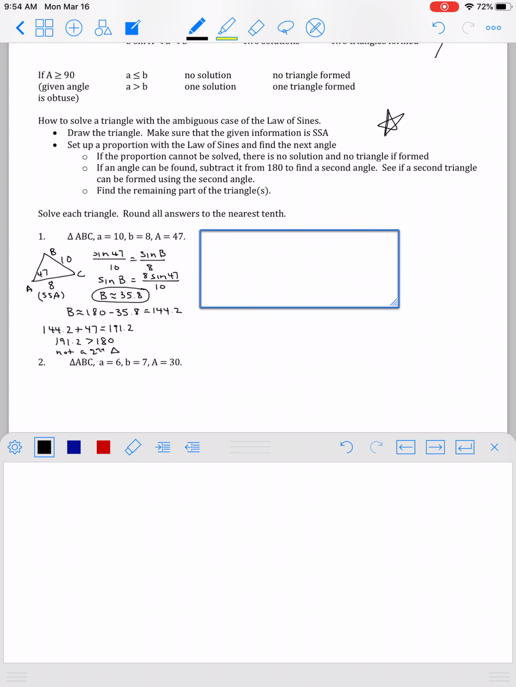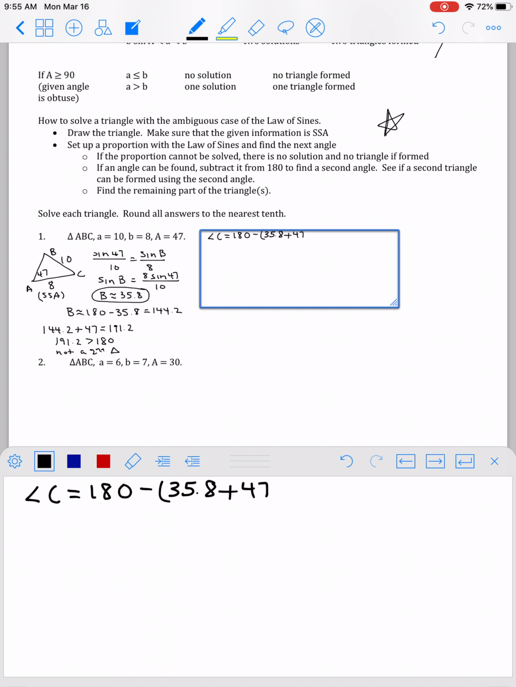Okay, so now we're going to continue with that one solution. So that means angle C would be 180 minus our 35.8 plus 47. And that gives us 97.2, so that's angle C.